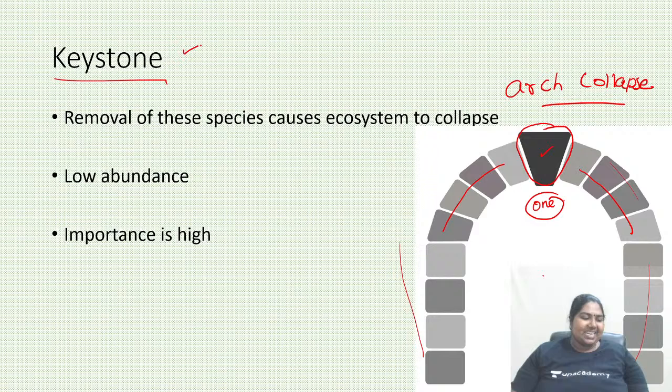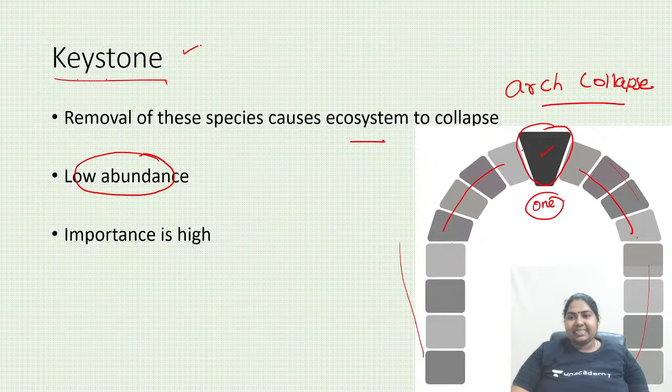If you remove this particular black stone, all these stones will lose balance and the total ecosystem is going to collapse. Is there a large number of such black stones present? No, only one black stone is present. Likewise, in the ecosystem, there are keystone species. They are all low in abundance, that means very low in number. But even then, the importance is quite high, like this stone. That is why these species are called keystone species.